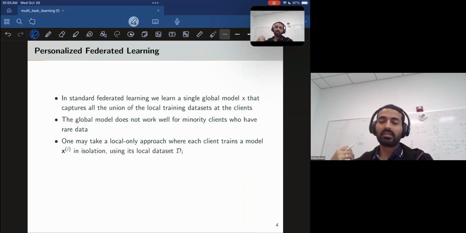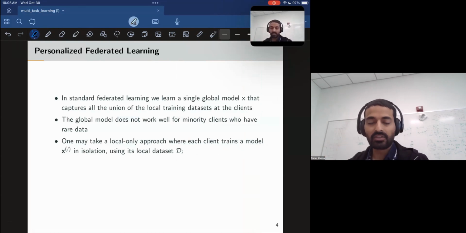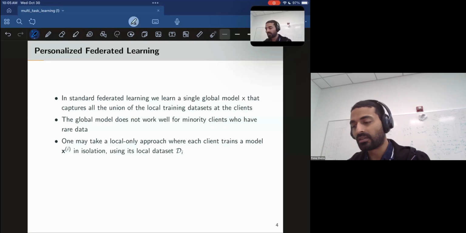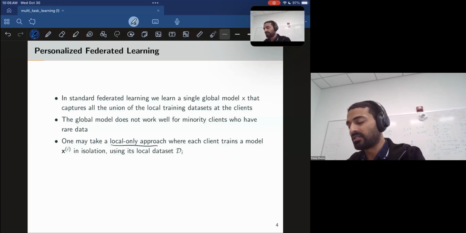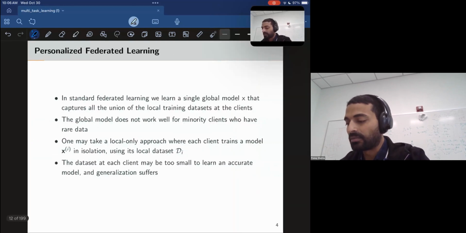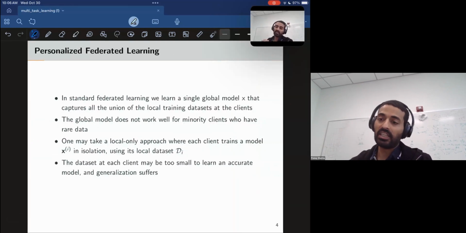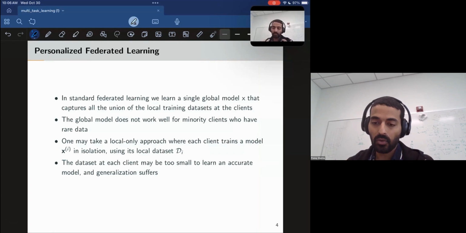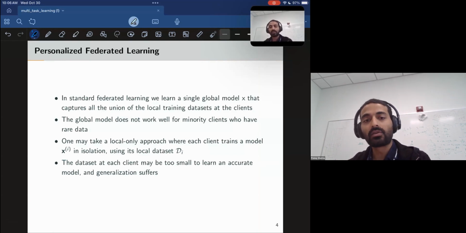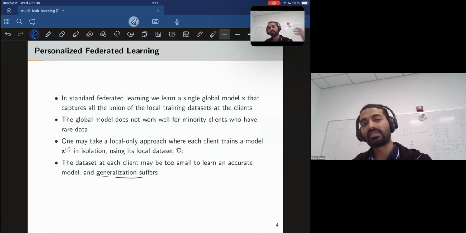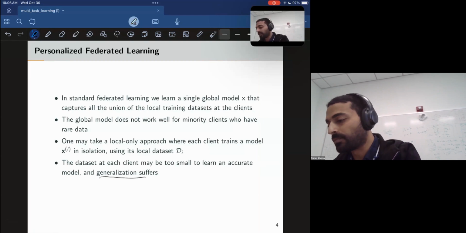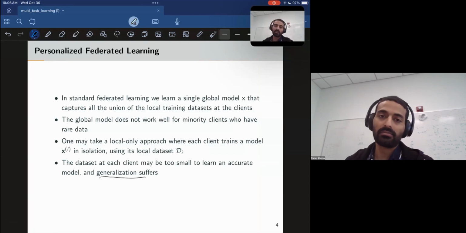The other extreme is that every client learns its own local model using only its local data. This is the local-only approach. The drawback here is that even though the model will be tailored to your own data set, if your data set is too small, you are not going to do much learning either, right? So when you want to generalize to unseen data, you might not do as well. And therefore, we had this notion of personalization.